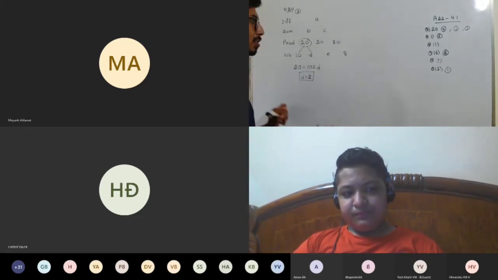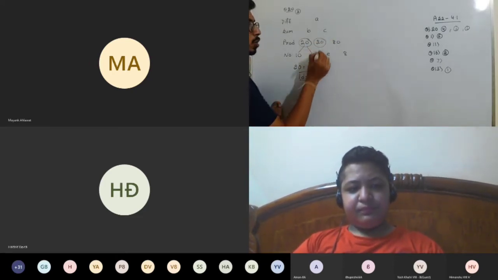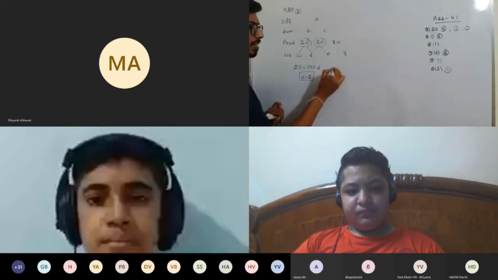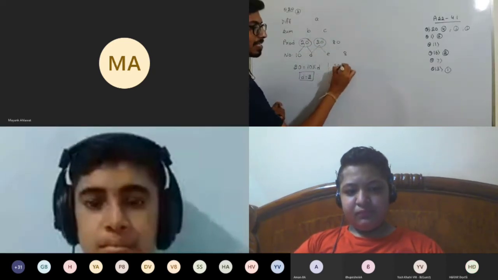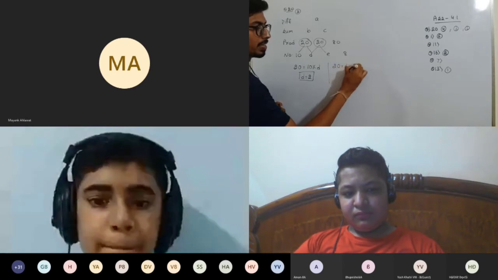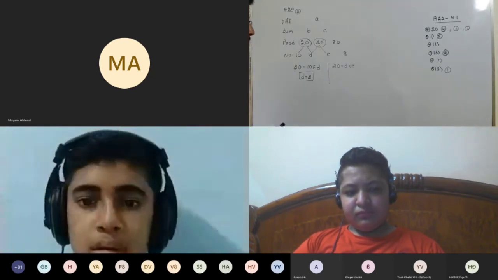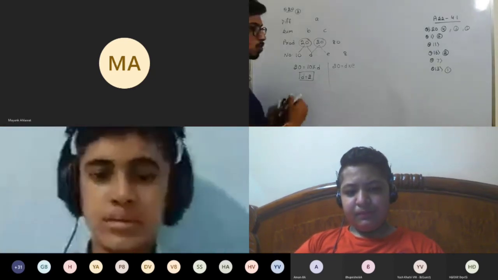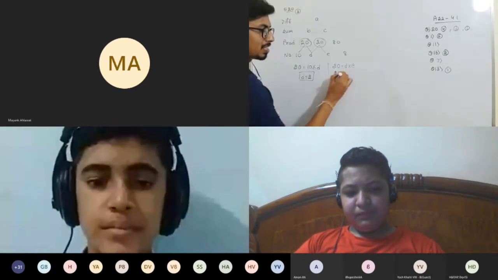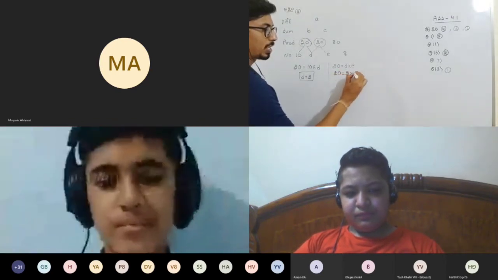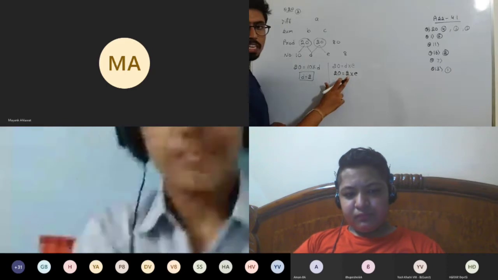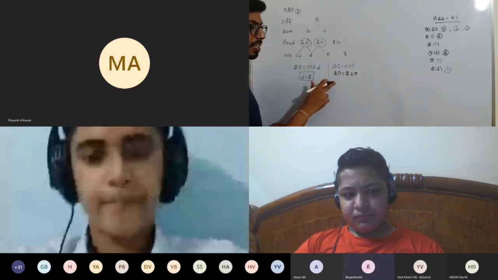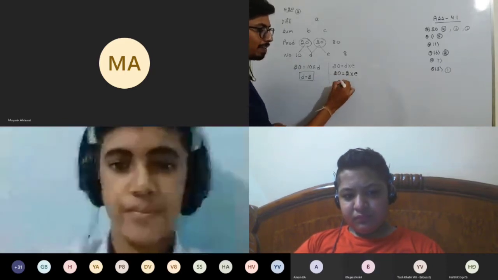Now similarly, students, this 20 can be written as D into E. Now the value of D is 2. So 2 into E. 2 is in multiplication. When it goes here, it will be division. So 20 divided by 2. So E will be 10.